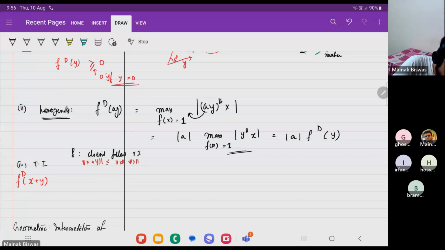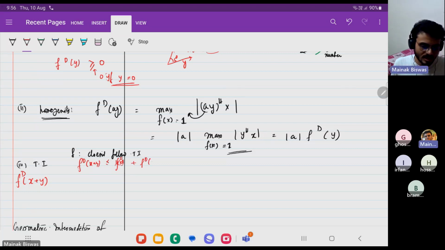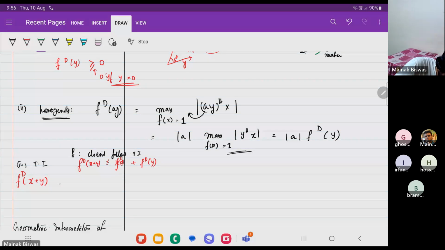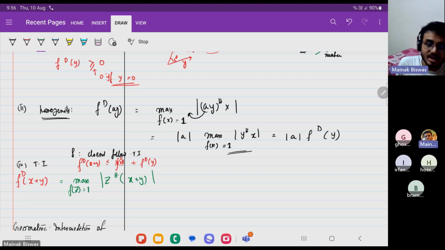Yes or no? Or rather, if I write in terms of the dual, right? This is what I want to prove. Tell me, how will I prove this? So this is equal to what? Max of some z Hermitian. Let us write x and y, I have already selected. Yes or no? I wrote the definition.